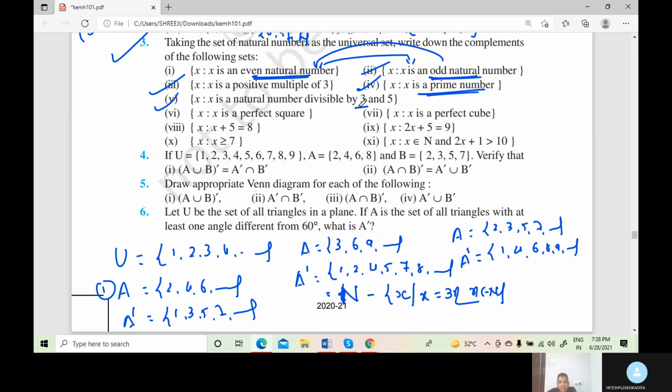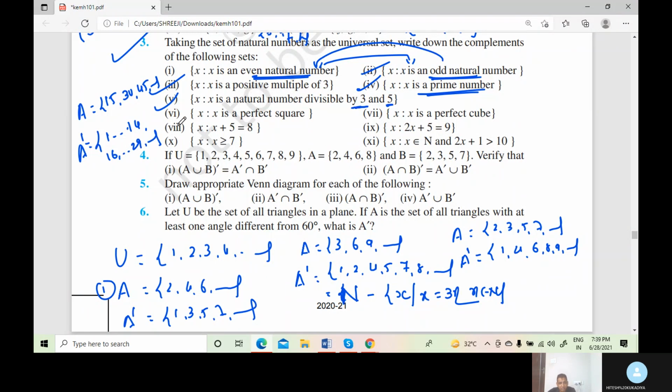X is a natural number divisible by 3 and also by 5. All the numbers are divisible by 3 and 5. First we take the LCM of 3 and 5. The LCM of 3 and 5 is 15. Now A equals 15, 30, 45, and so on, because these are divisible by 3 and 5. Any number divisible by 3 and 5 is always divisible by 15. So now write the complement: 1 to 14, 15 cancel, continue, 16 to 29, and so on.